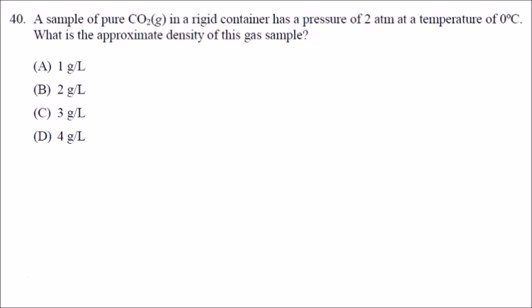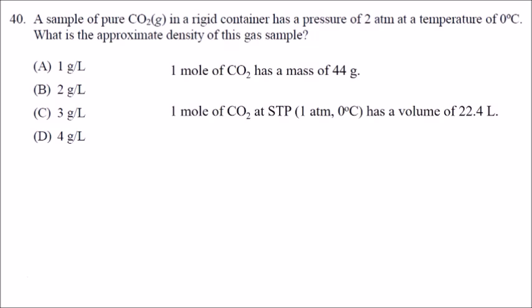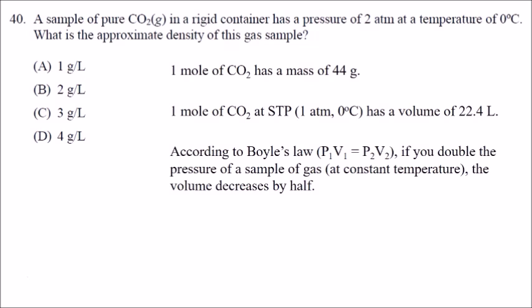What do we know about CO2? Well, we know that 1 mole of CO2 has a mass of 44 grams. And we know that if we were at STP, which is 1 atmosphere and 0 degrees Celsius, the volume would be 22.4 liters. Now we're not at STP. We have a temperature of 0 degrees Celsius, but we have a pressure of 2 atmospheres. So according to Boyle's law, if you double the pressure, then the volume decreases by half. So instead of 22.4, we would have a volume of 11.2 liters because we have 2 atmospheres and 0 degrees Celsius.